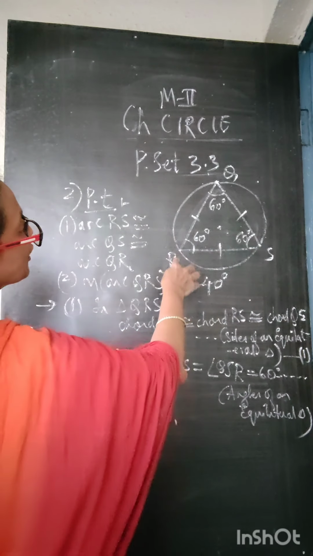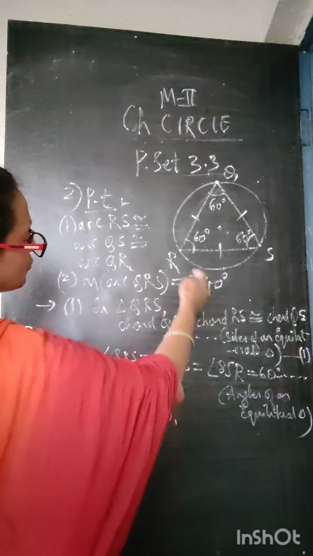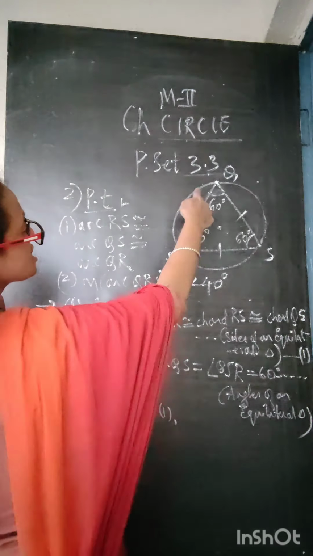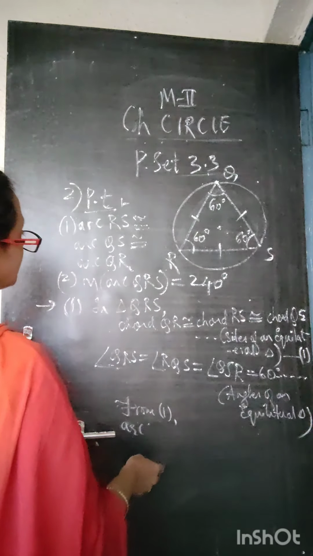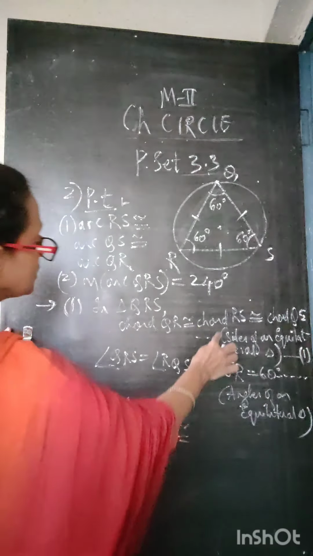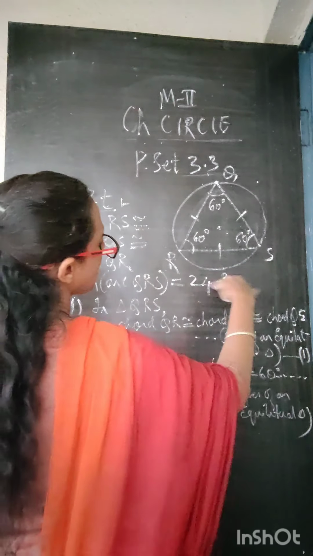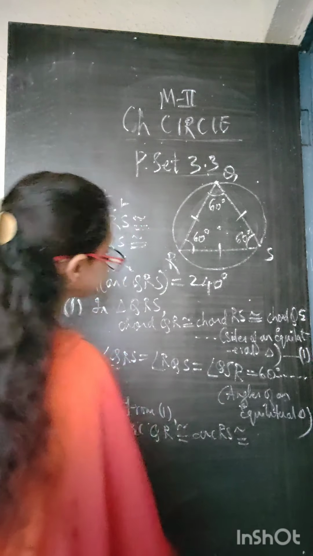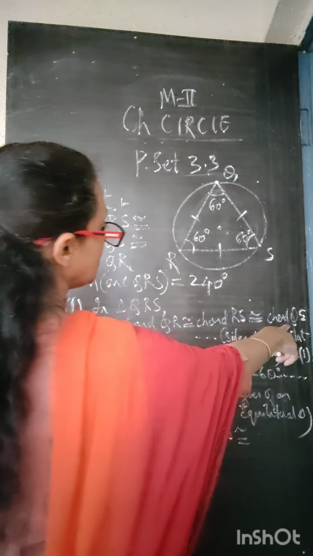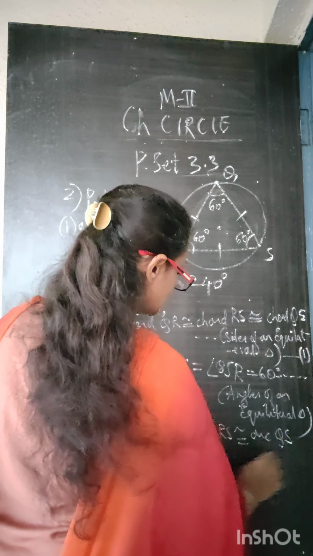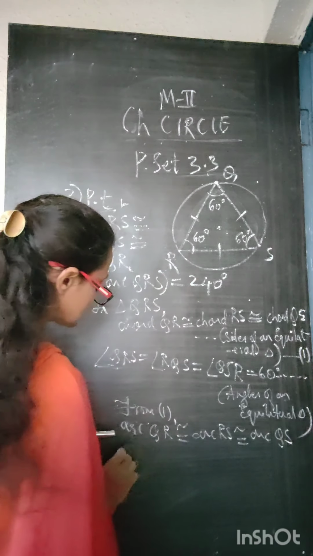QR is corresponding to arc QR, so I can say arc QR is congruent to, corresponding to chord RS, arc RS, further it is congruent to chord QS, so arc QS. Reason: I will write down the statement of the theorem.